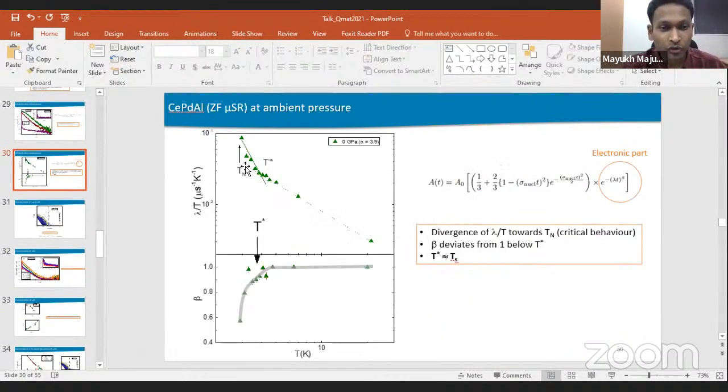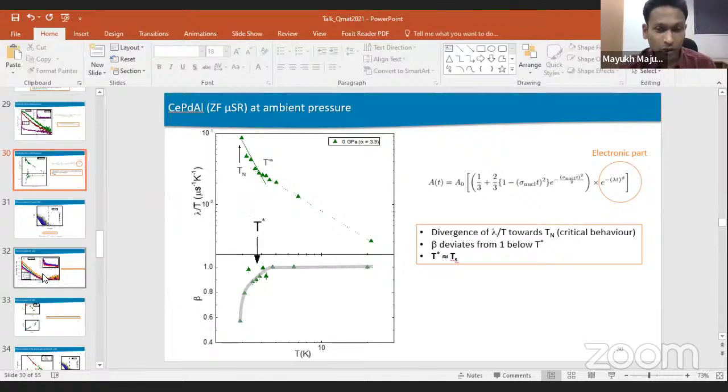So as I told you, in the paramagnetic state, this muon depolarization curve shows some exponential behavior. But what we have observed is that you need to employ a stretched exponential. So it seems that you have multiple relaxation channels. And that deviation of this beta from one is denoted by T star.